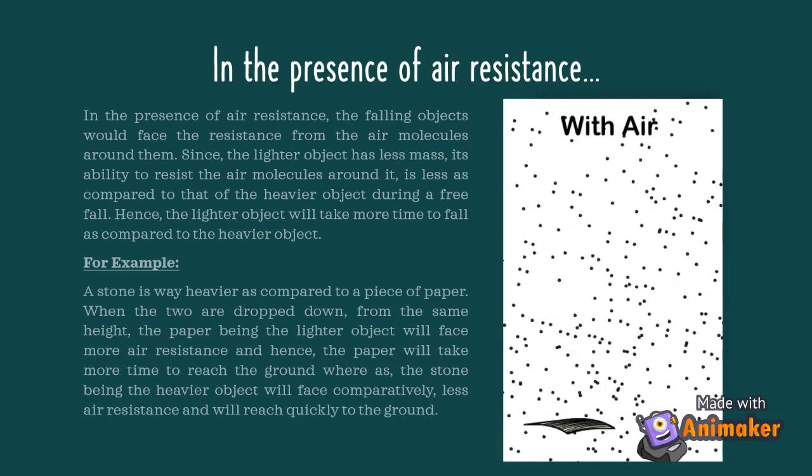For example, a stone is way heavier, as compared to a piece of paper. When the two are dropped down, from the same height, the paper being the lighter object, will face more air resistance, and hence, the paper will take more time to reach the ground, whereas, the stone being the heavier object, will face comparatively less air resistance, and will reach quickly to the ground.